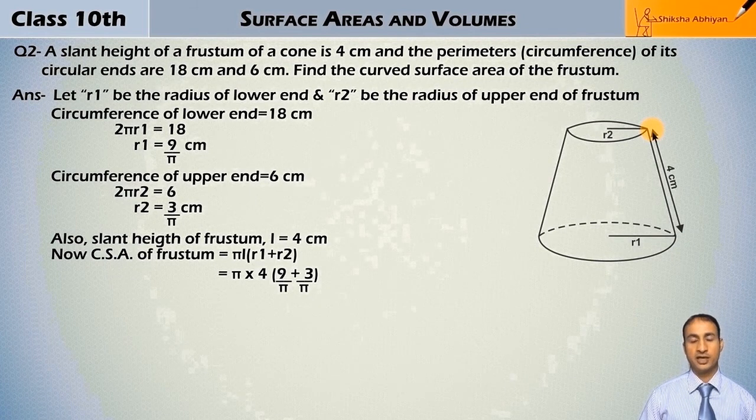upon pi. Now student, here take the LCM, that will become 12 upon pi. Pi cancels pi, and that is 4 into 12, that is 48. So the curved surface area of frustum is 48 centimeter square.